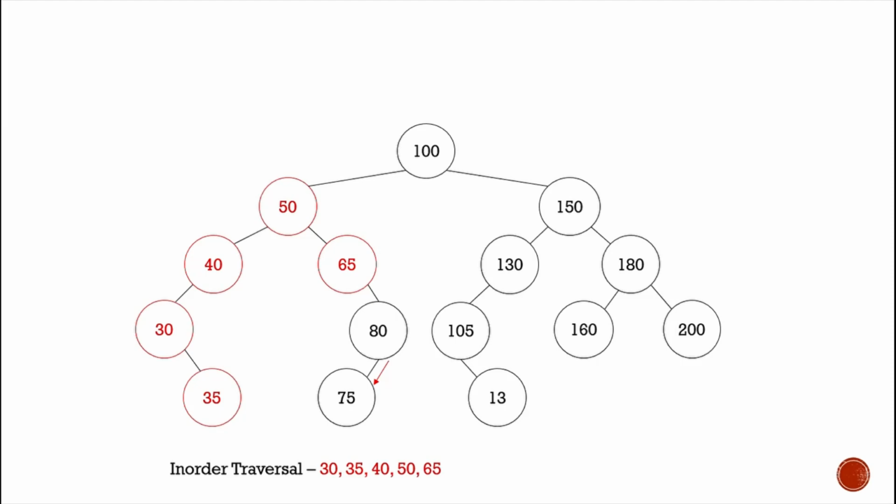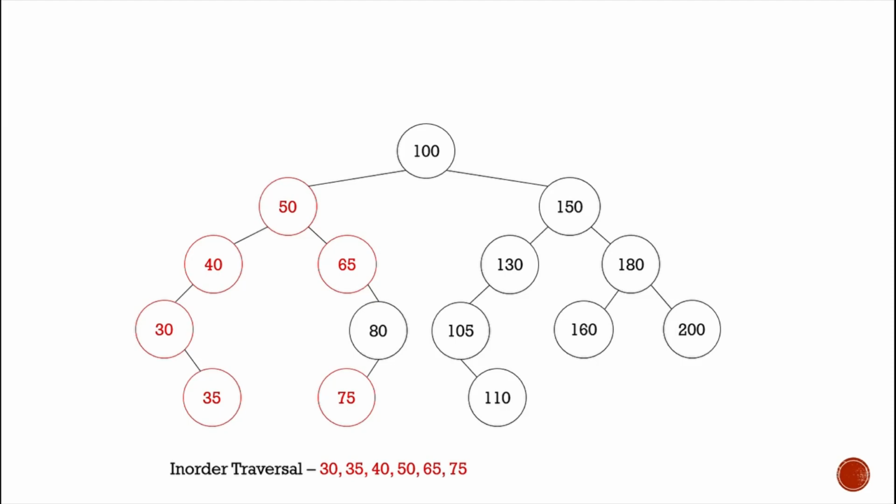Then the left subtree of 80 must be visited, so we travel to 75. Then at 75, we attempt to go left again, but the left subtree is null. So now 75 is printed as it is the parent node here. Then we attempt to visit the right subtree of 75, but we can see it's null.